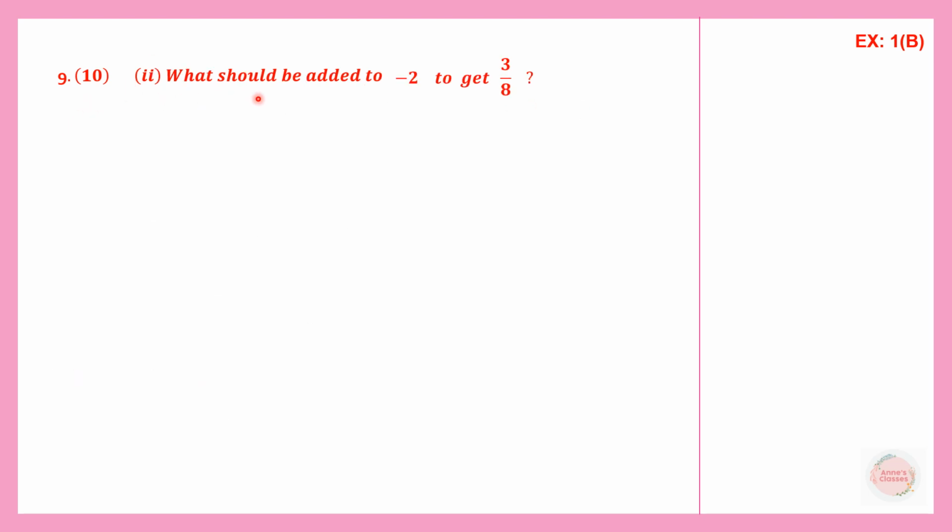Question 9, the second one, what should be added to minus 2 to get 3 by 8? So minus 2 is a number. What should be added? Let's consider that number to be x to get 3 by 8. So now here we're going to leave x on the left hand side. On the right hand side we have 3 by 8. Now let's move this minus 2. This is one whole thing by itself. So minus 2 we are going to move it to the right side. So it's going to become minus 2. Minus because it's understood that before that you have a plus sign. So minus 2, and let's put this within brackets.